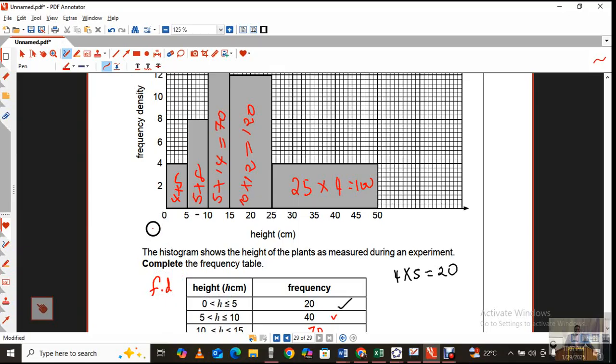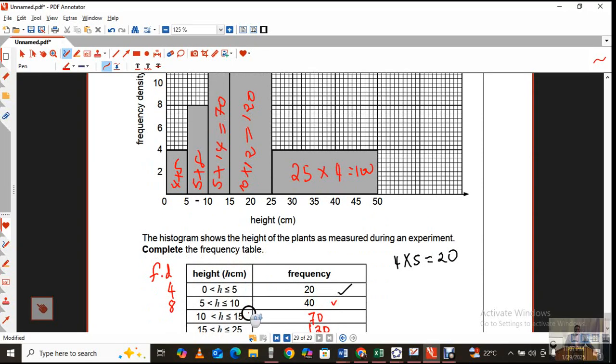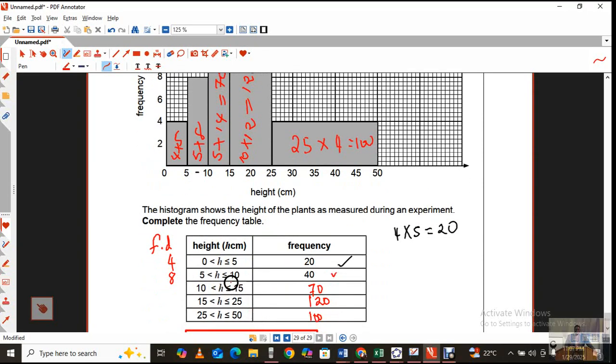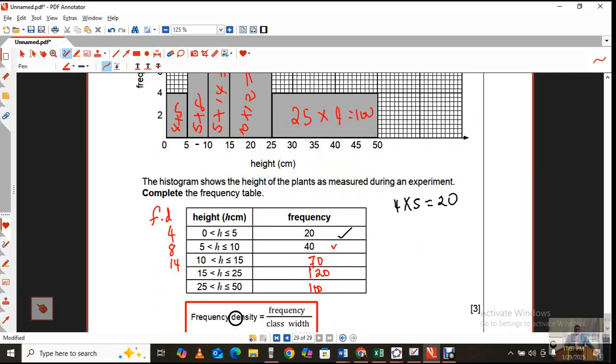From 0 to 5, the frequency density is 4. From 5 to 10, the frequency density is 8. From 10 to 15, the frequency density is 14. Just write them down. Okay. From 15 to 25, the frequency density is 12. Write it here. From 25 to 50, the frequency density is 4.